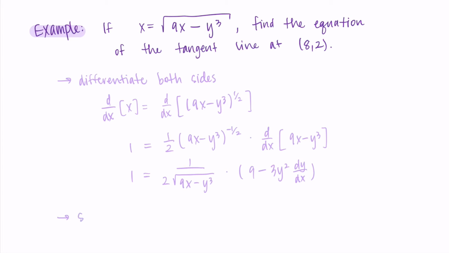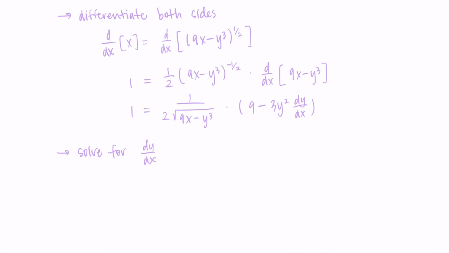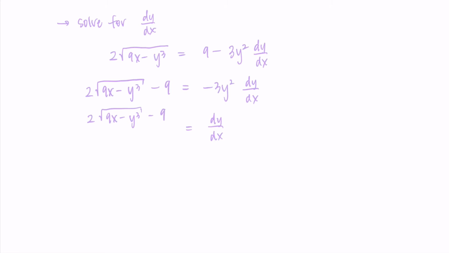Then my next step is to solve for dy/dx. I'm going to get rid of that ugly fraction by multiplying it over to the other side. So I have 2 times the square root of 9x minus y cubed is equal to 9 minus 3y squared dy/dx. I'm trying to get dy/dx by itself, so I'll subtract 9 over to the left-hand side, and then I'll divide everything by negative 3y squared. And I end up with the derivative of y with respect to x.